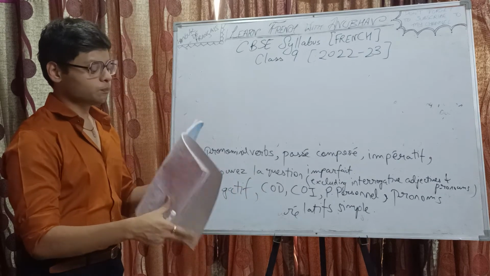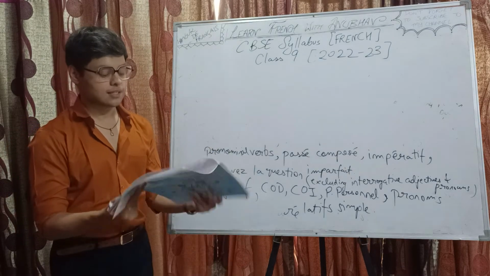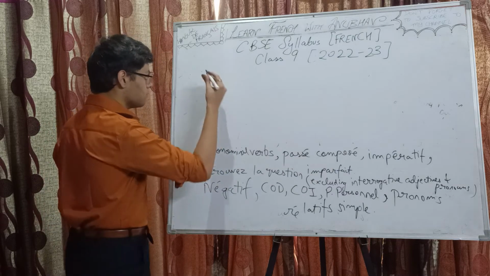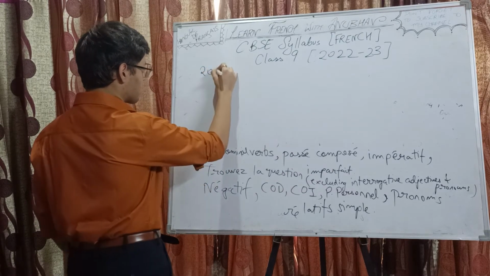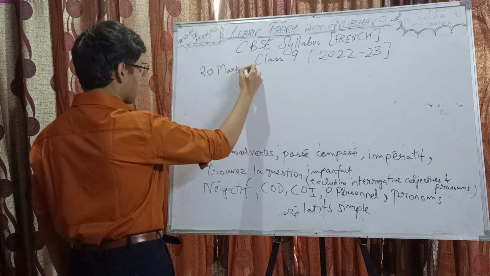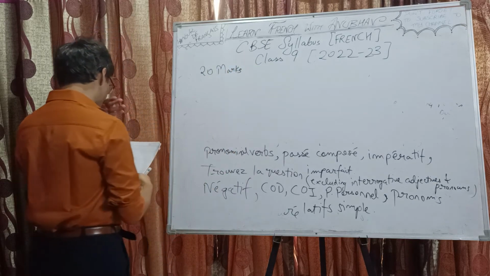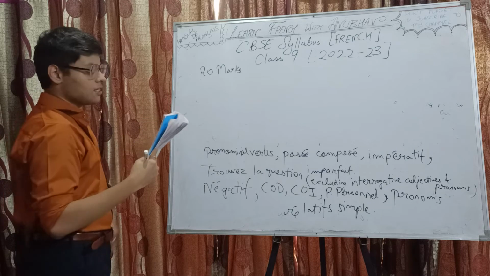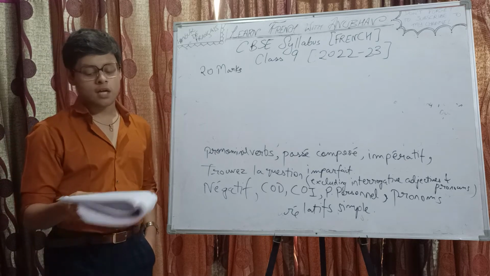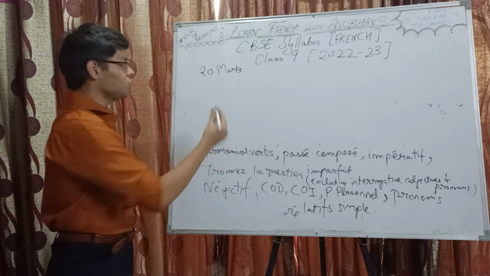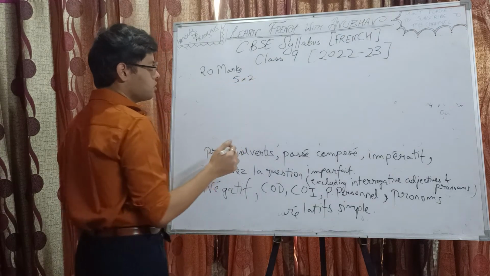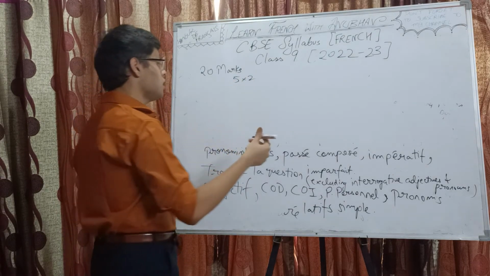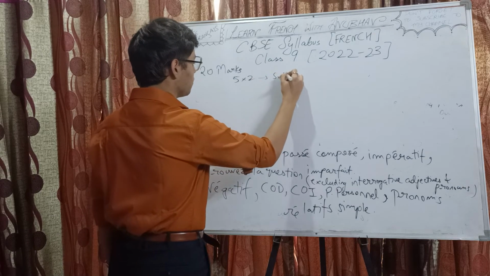Discussion on culture and civilization. Right. Culture and civilization. We have section D of 20 marks. So in culture and civilization, you are going to have 5 into 2, 10 marks, a subjective question, 5 into 2. So 5 questions you need to attempt, with each carrying 2 marks, subjective questions.